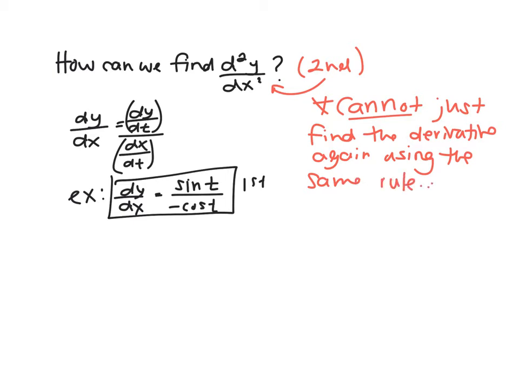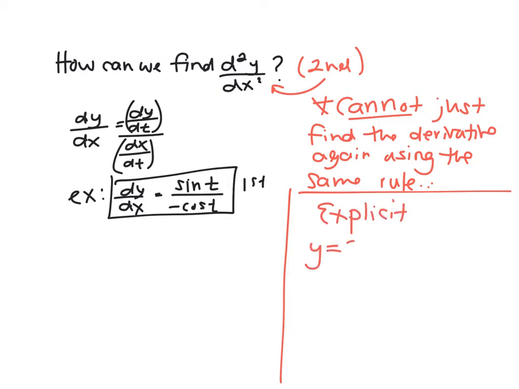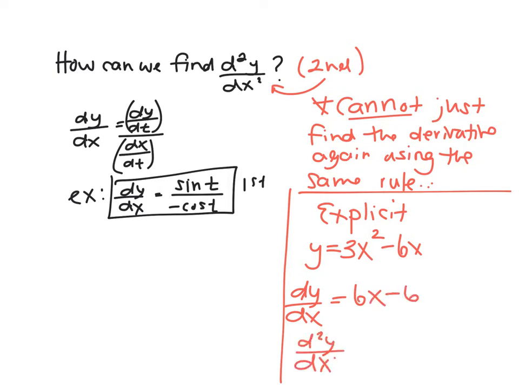We have this idea that when we have explicitly defined rules, like if I had something like y equals 3x squared minus 6x, and I asked you to find the first derivative, well, we just use the power rule and we get that. And if I ask you to find the second derivative, you just do that same rule again. You apply the power rule again, because we're trying to find the derivative of y with respect to x, and these equations are given in x.